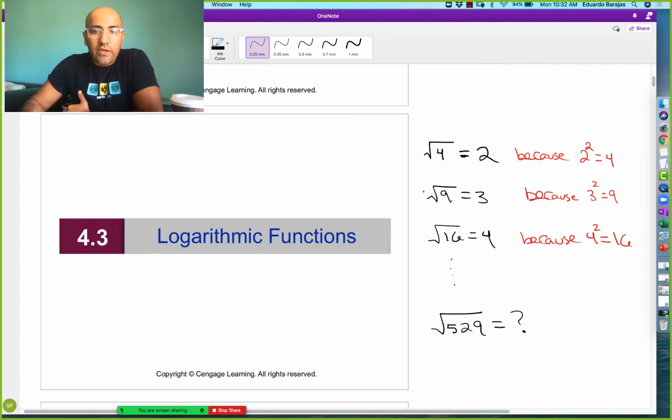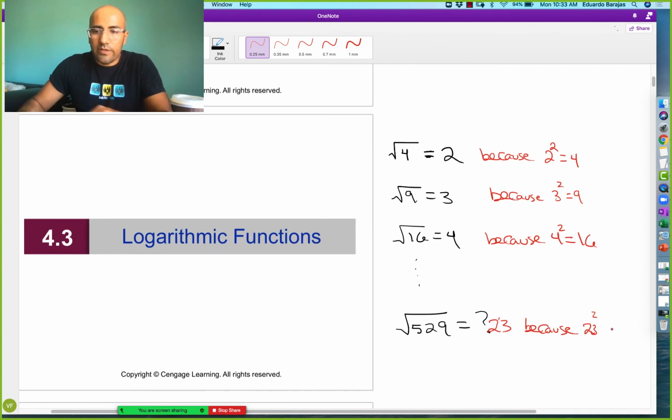So if you don't know your multiplication table, there's just no way to know what this is, right? So you can't find the roots. You can't find the answer unless you know your multiplication tables. Now, if you happen to know your multiplication tables or you have technology, then you can find the answer. The answer is going to be 23, and that's because 23 squared is equal to 529.